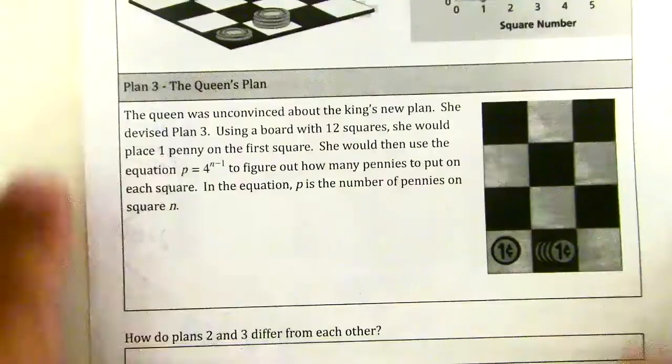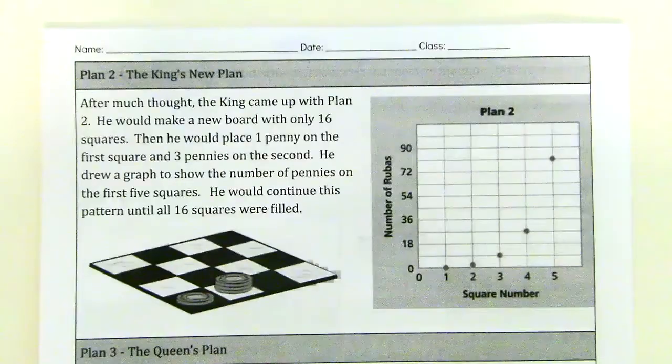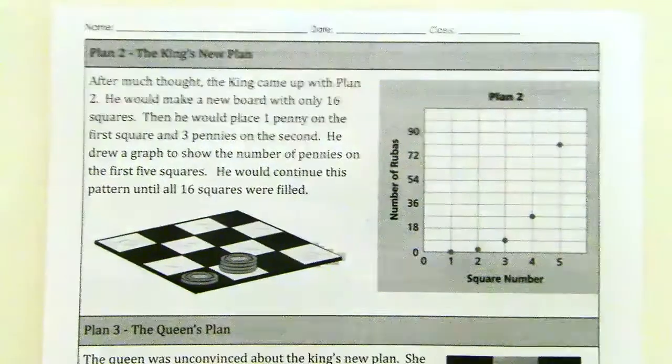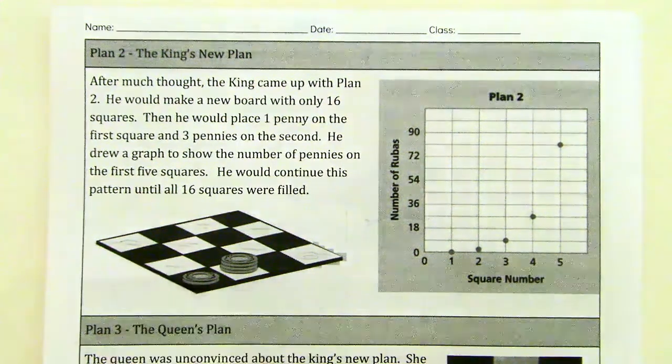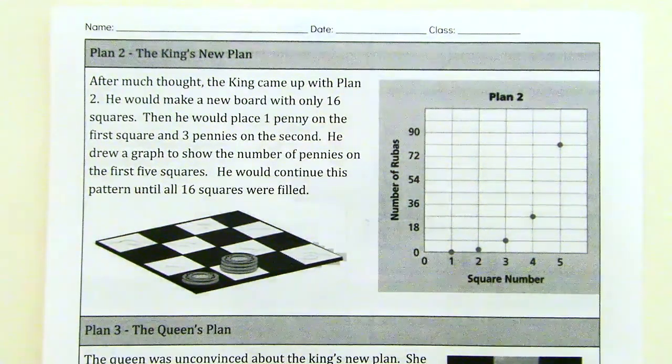So what we're going to look at today is a couple of other options that they decided to try and convince the peasant to take, okay? So first one. Plan 2, the king's new plan. After the king is thinking, he says, okay, so here's my plan, right? We're going to start with a board that's only 16 squares, so it's much smaller than a standard chessboard. The chessboard that we saw originally was 64 squares, right? So we cut down the size of that board. Now he's saying, okay, first square, we're going to put 1 penny. We place 1 penny on the first square, 3 pennies on the second square.